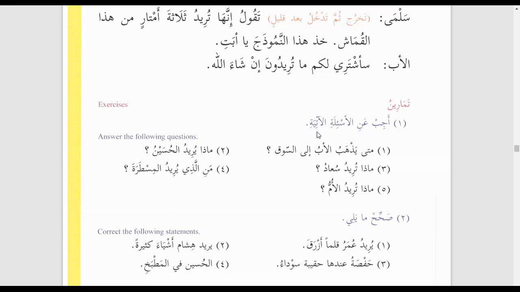So if you remember in the introduction of the present tense, mudari, I said that yadhabu will be translated as he goes, he is going, and he will go. So three translations are possible. For example, you say ana adhabu ila al amal: I am going to work, or I will go to work, or I go to work.